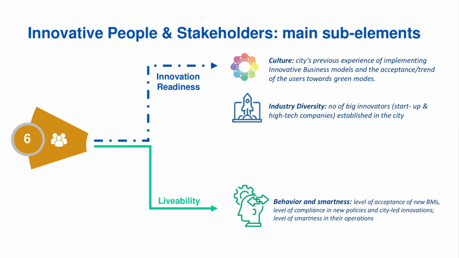Now, in terms of the livability part, this element is expressed through one main sub-element, which deals with the general behavior and smartness of the people by identifying their level of acceptance of new business models, their level of compliance in new innovative policy practices, and their level of smartness in their operations. So, the SPROUT urban mobility ecosystem consists of these 6 main elements, which are expressed in 11 sub-elements.